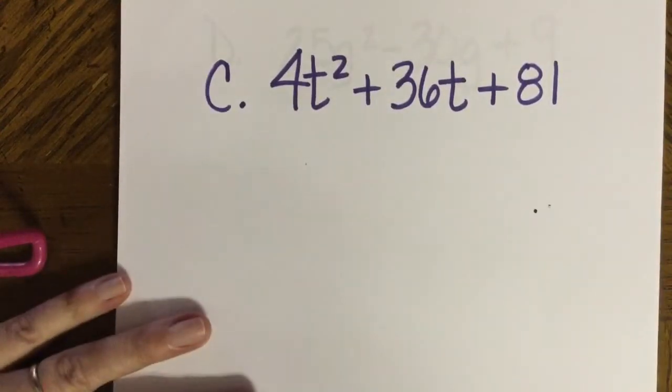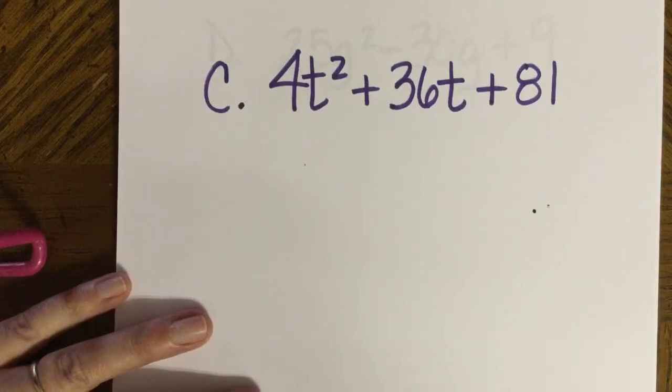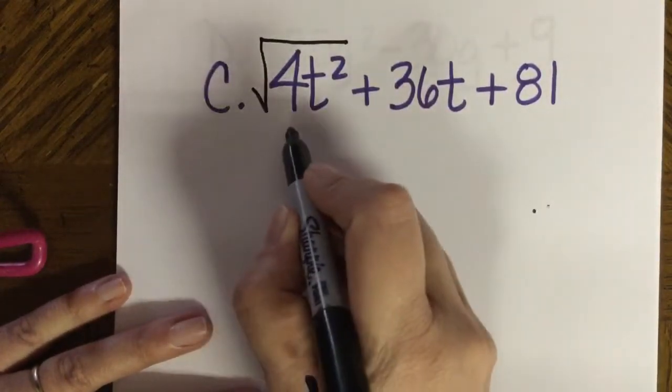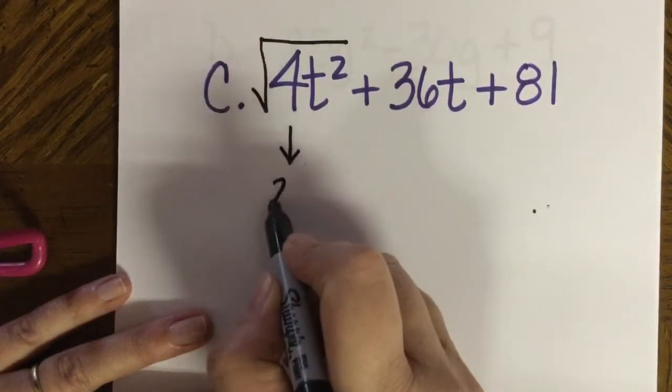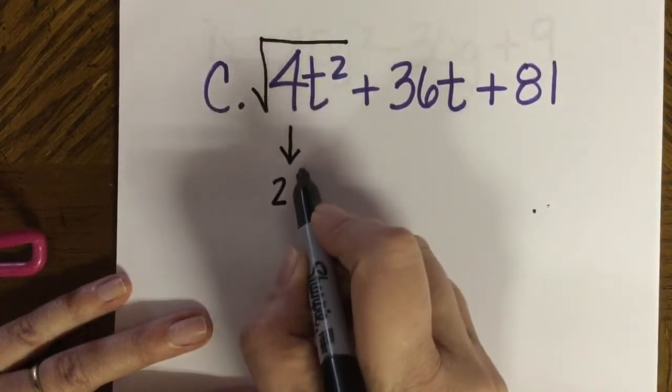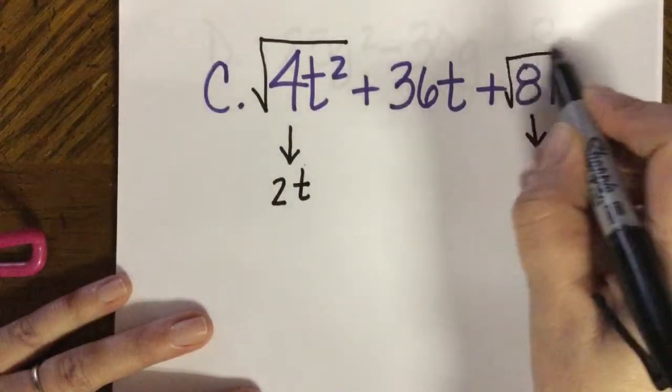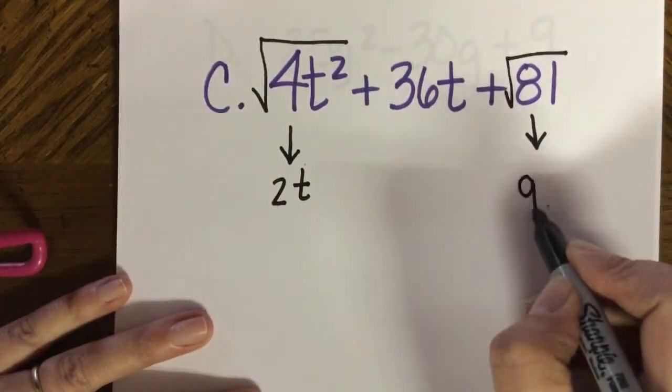All right, so I have 4t squared plus 36t plus 81. The square root of 4 is 2. The square root of t squared is t. Is 81 a perfect square? It sure is. The square root of 81 is 9.